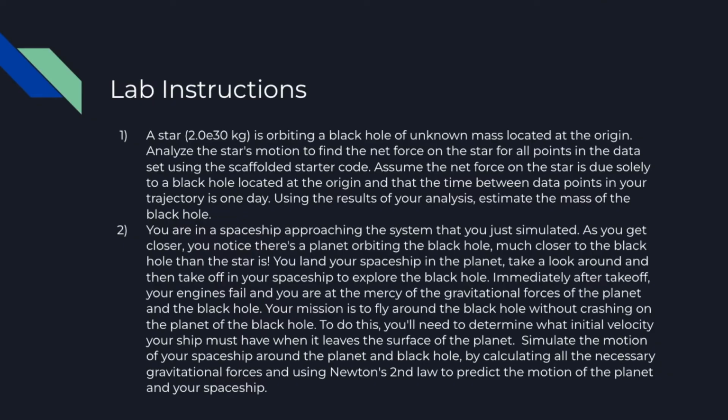In our lab instructions, we were asked to do two things. The first was to estimate the mass of the black hole, and then find the initial velocities that we need to not crash into the black hole. I actually did both instructions in one part of the code, together, which explains why there's only one starter code that I used.